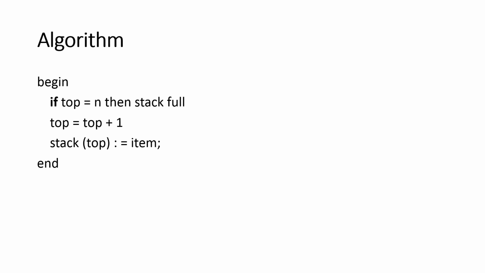This is the algorithm. Begin. If top is equal to n, that is full, then stack is full, overflow condition. Else top is equal to top plus 1 and the new item is now top of the stack. That is, if top is equal to n, then stack is full, else top will become top plus 1 and top of the stack will be the new item.